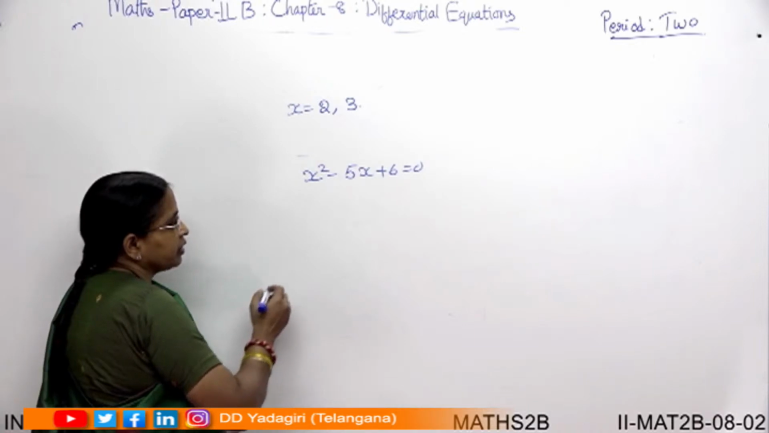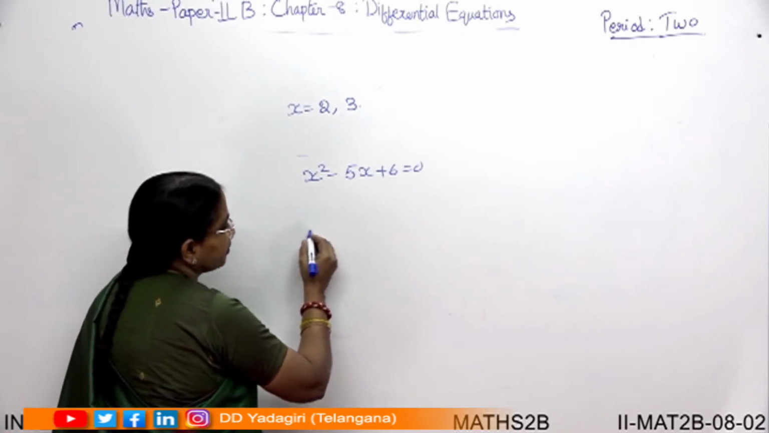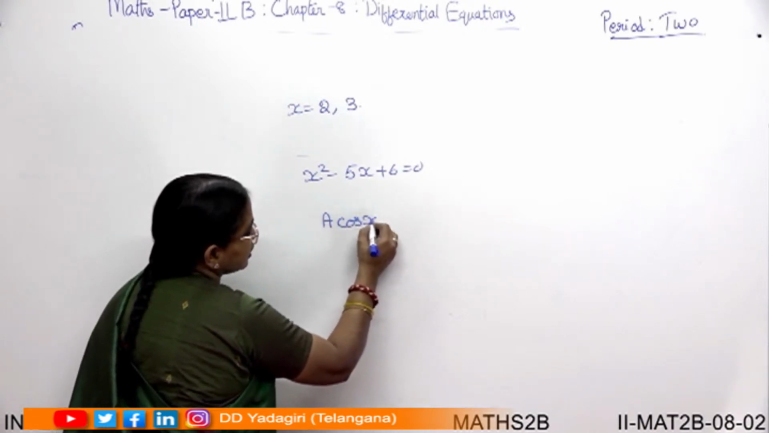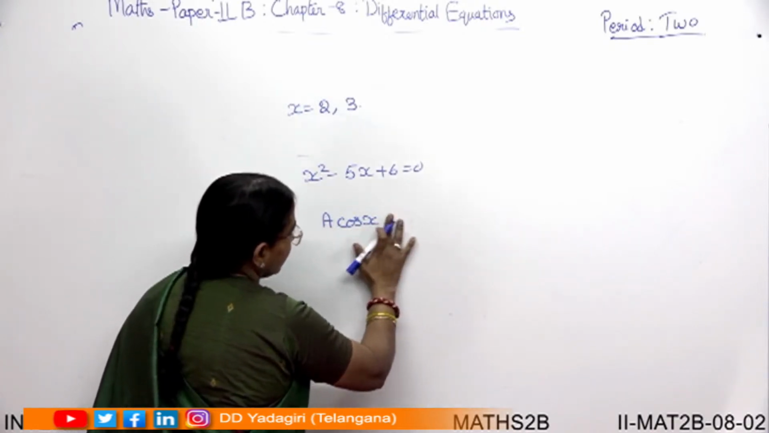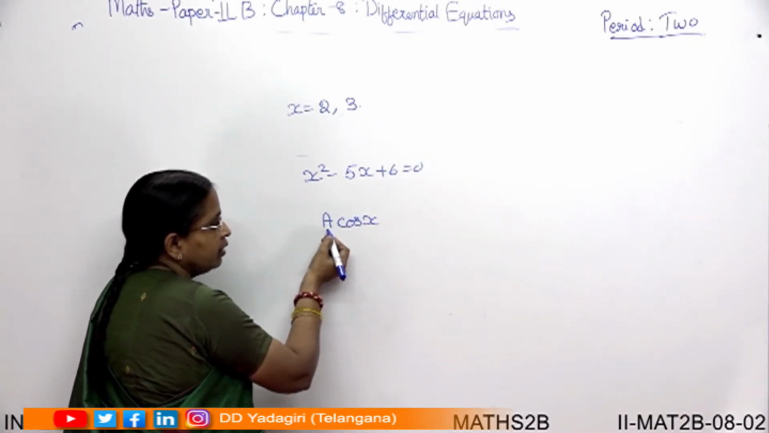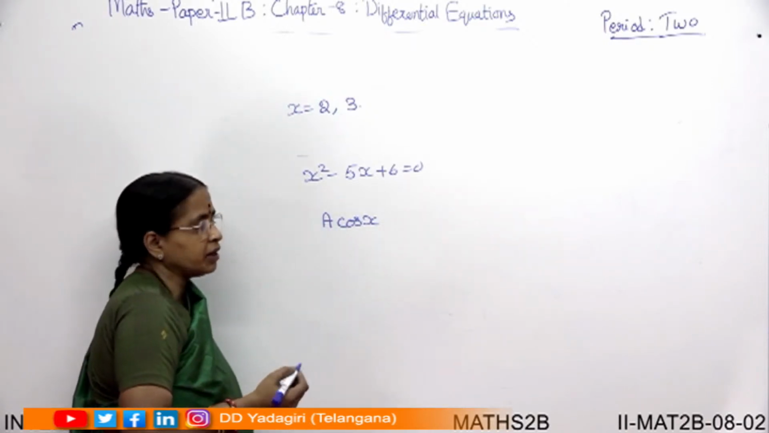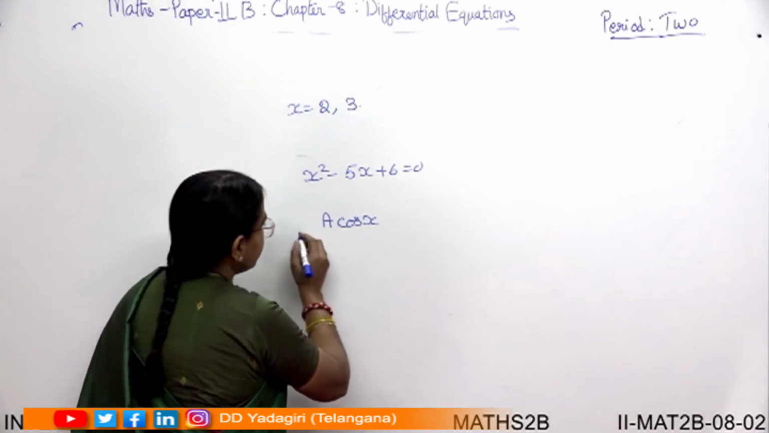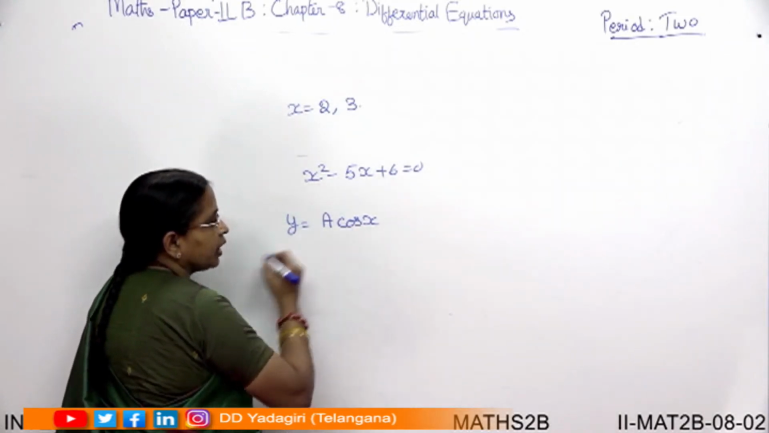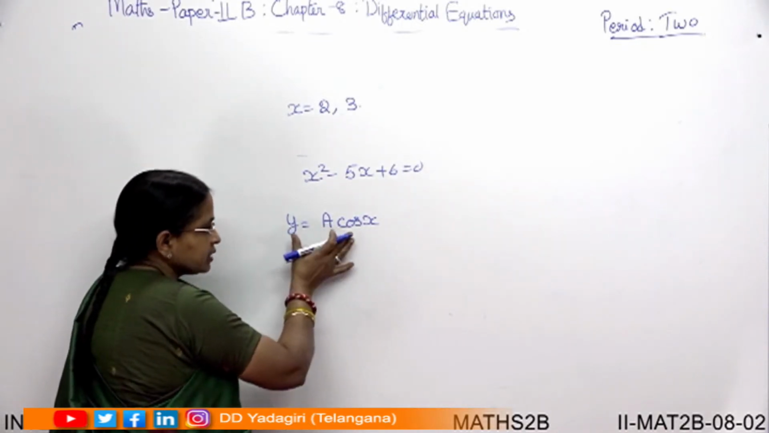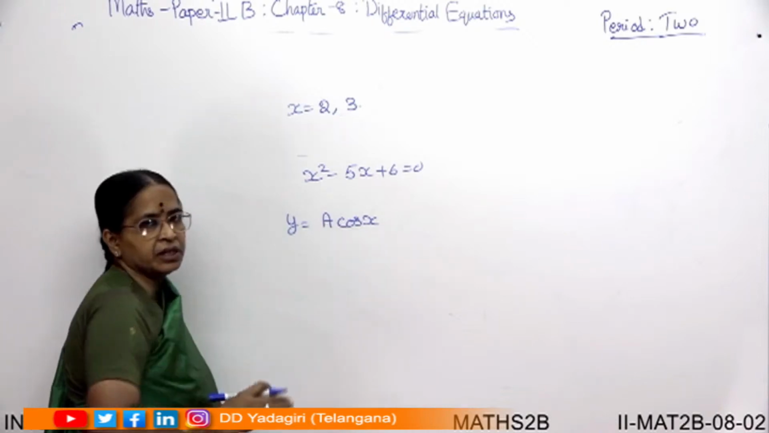Whereas in differential equations, you have it like this. Suppose that you have some a cos x, only a cos x I'll take. Now, it has only one, this is called an arbitrary constant. A is called an arbitrary constant or parameter. So, suppose that you have y is equal to a cos x. It has only one parameter. So, this is the solution of some differential equation.